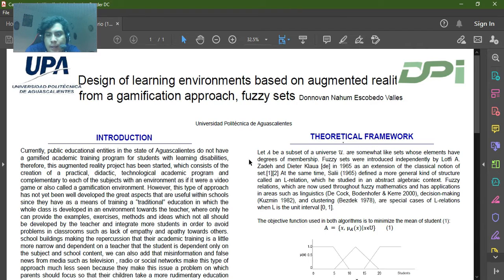At the same time, Goguen in 1965 defined a more general kind of structure called an L-relation, which he studied in an abstract algebraic context. Fuzzy relations, which are now used throughout fuzzy mathematics and have applications in areas such as linguistics, decision making, and clustering, are special cases of L-relations when L is the unit interval. The objective function used in both algorithms is to minimize the mean of students. And we have here the algebraic context.